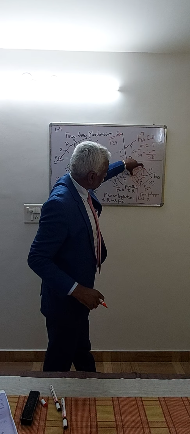Now, from this point to this point, it will be the force F23. Suppose this line is AB. AB is nothing but F23. You can measure it with the help of scale. F23 will be the force acting on link number 3 by link number 2.